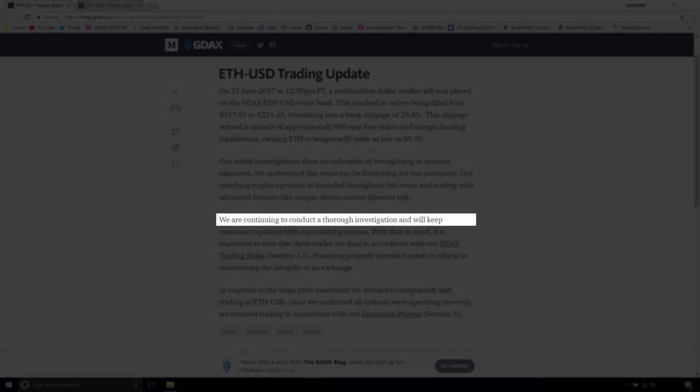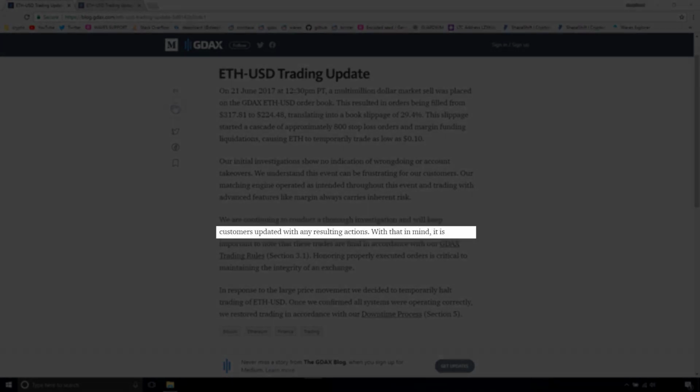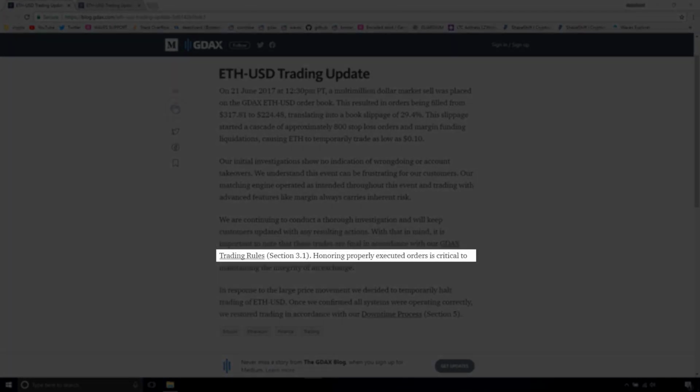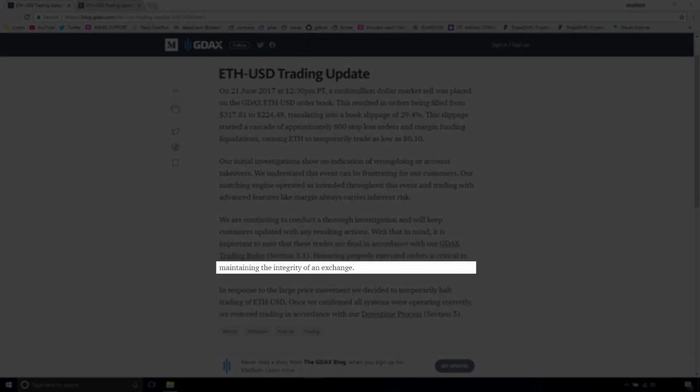We're continuing to conduct a thorough investigation and will keep customers updated with any resulting actions. With that in mind, it is important to note that these trades are final in accordance with our GDAX trading rules, section 3.1. Honoring properly executed orders is critical to maintaining the integrity of an exchange.